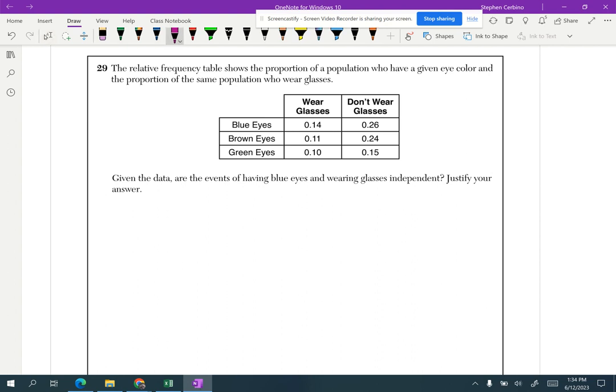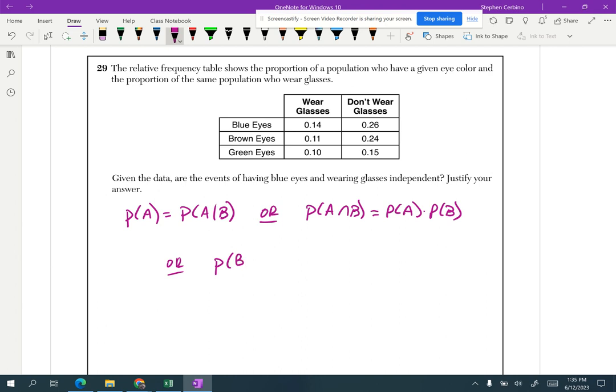You can say the probability of one event is the same as that event given a secondary event. Or you could say the probability of both events happening is the same as the product of the two events happening individually. Or you can say the probability of the second event is not the same as the second event given the first event. Doesn't matter which one you use here.